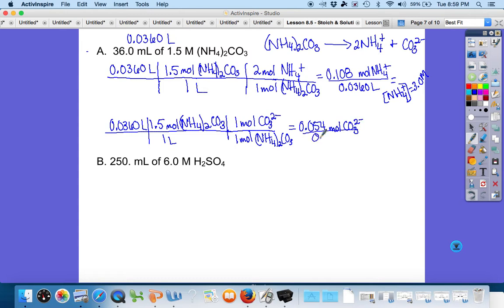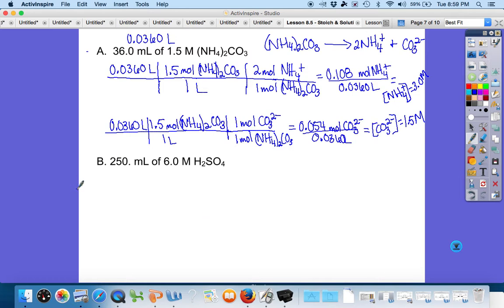Divide by our volume of 0.036 liters, and we should get a concentration of our carbonate ions to be 1.5 molar. So that's our first example.